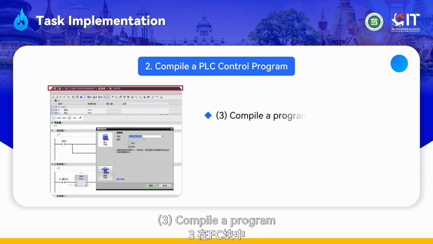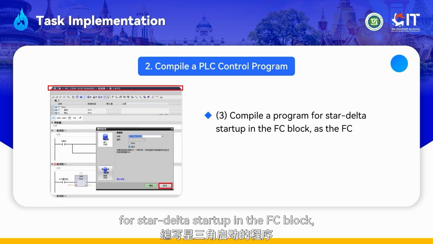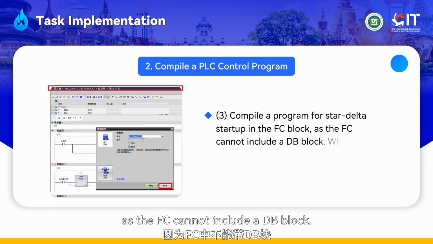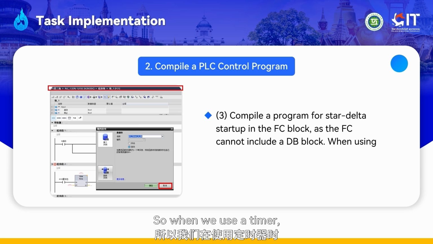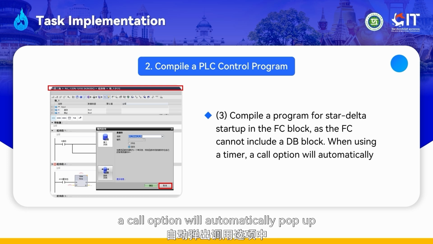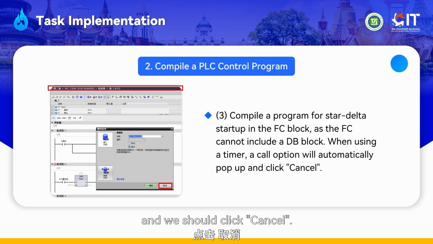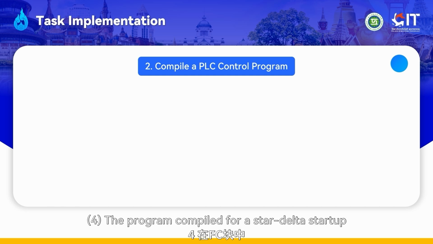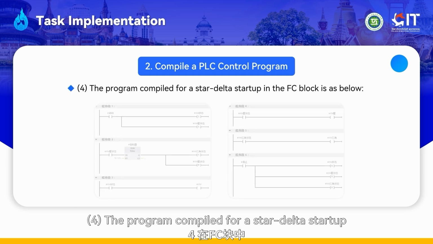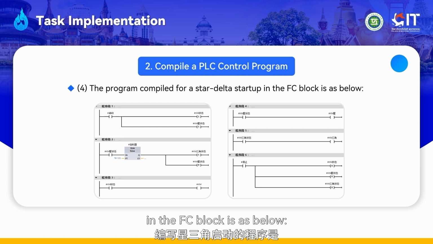3. Compile a program for star delta startup in the FC block, as the FC cannot include a DB block. So when we use a timer, a call option will automatically pop up and we should click Cancel. 4. The program compiled for star delta startup in the FC block is as below.